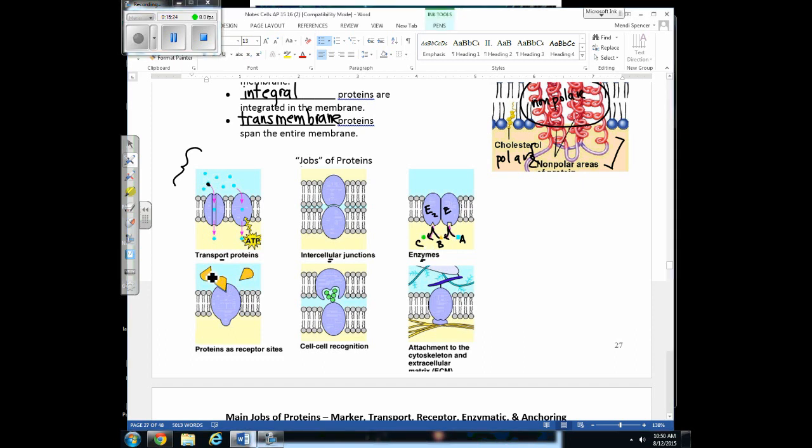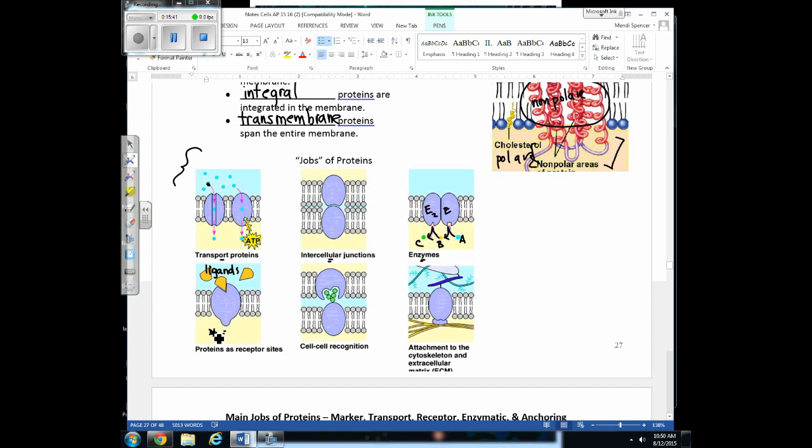And then we have receptor proteins in the membrane that can bind to signaling molecules. And the term for signaling molecules is ligands. So we're seeing some kind of molecule like a hormone that's binding to this receptor protein here, and that's going to send a signal for the cell to respond in some way.